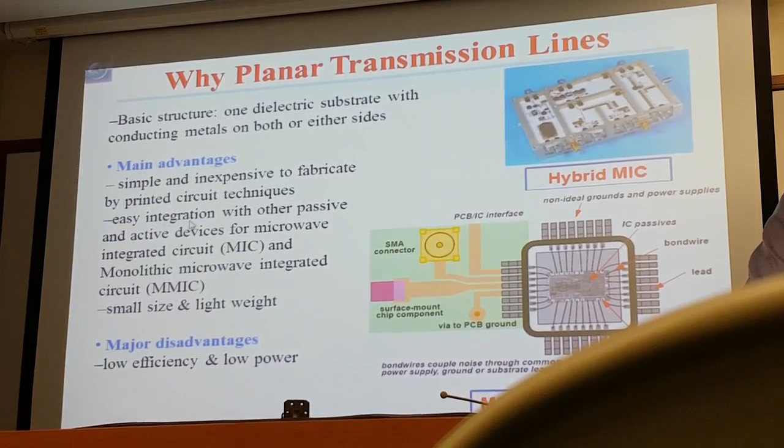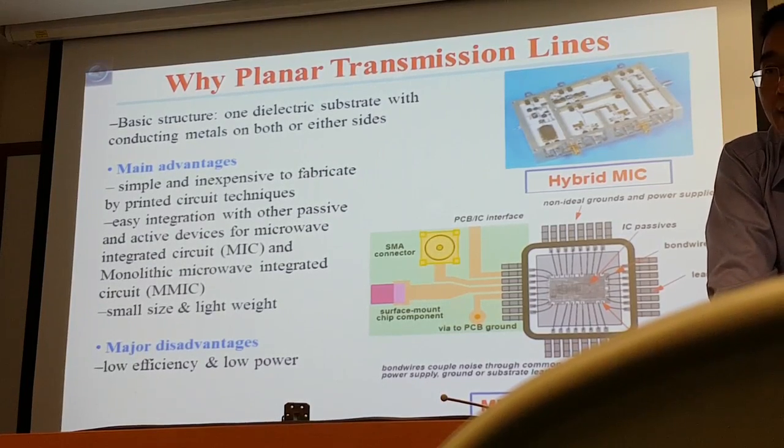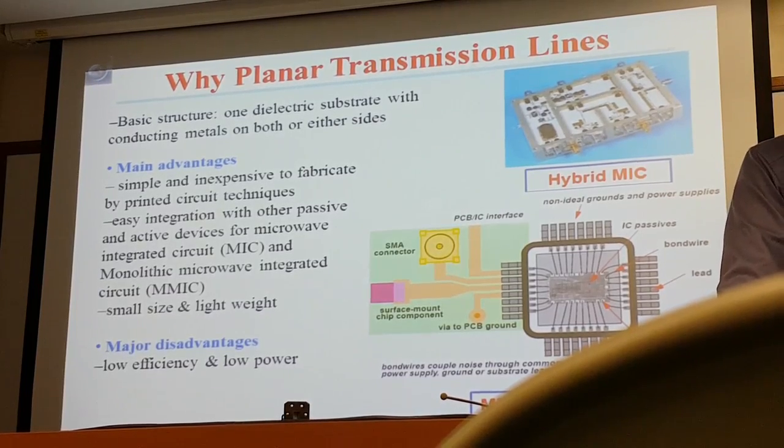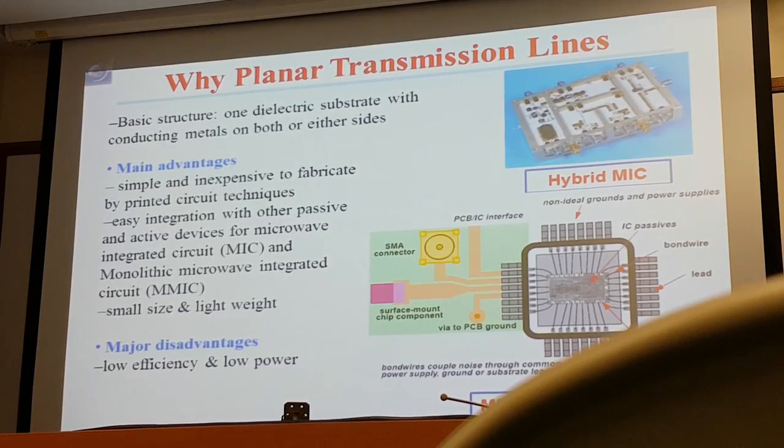Another advantage is that it is easier to integrate with other passive and active circuits. Passive means those devices that don't need bias, like inductors, capacitors, and filters. Active, for instance, are those amplifiers. So the microstrip line is very popular for integrated circuits. It can give us small size, and the weight can also be very light.